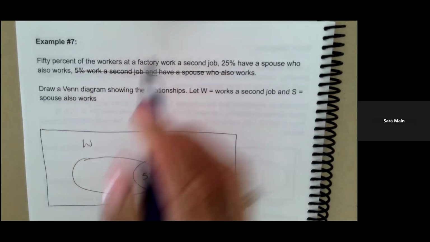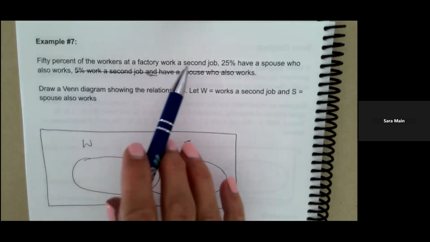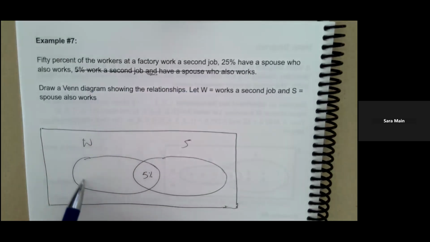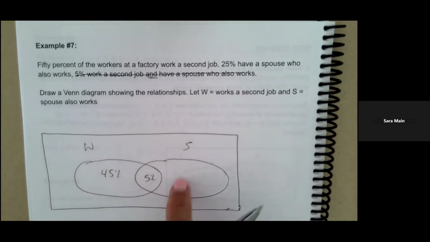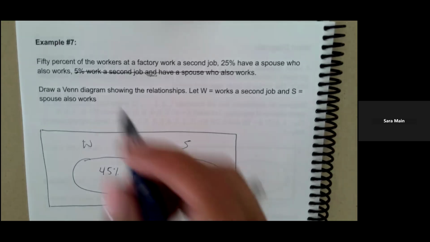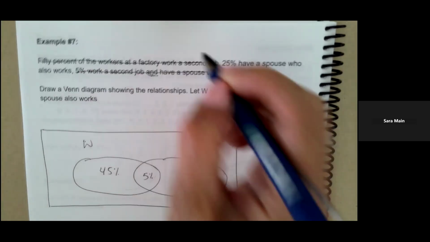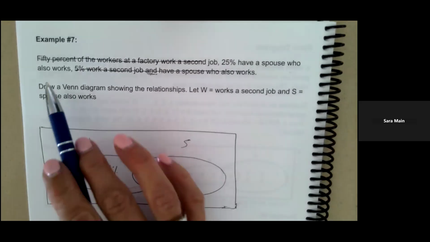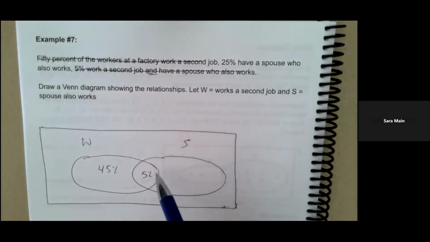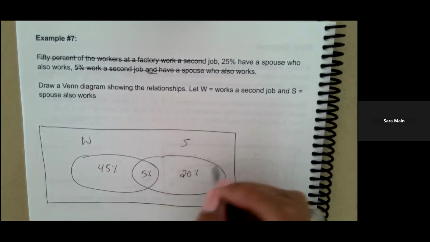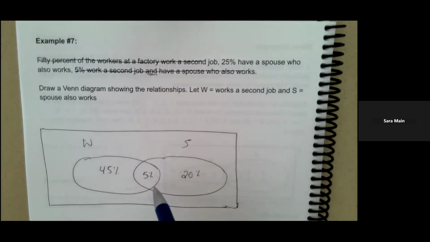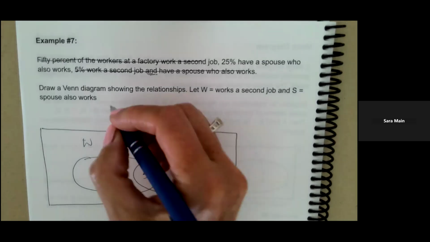We use then it says that 50% of the workers at a factory work a second job. So this W is a total of 50%. That means if 5% was the overlap, I have 45% that work a second job but don't overlap with the spouse that also works. And then it says 25% have a spouse who also works. And again, 5% of that overlaps. So that means I have 20% who have a spouse that also works, but do not work a second job. And this is 45, 5, and 20.